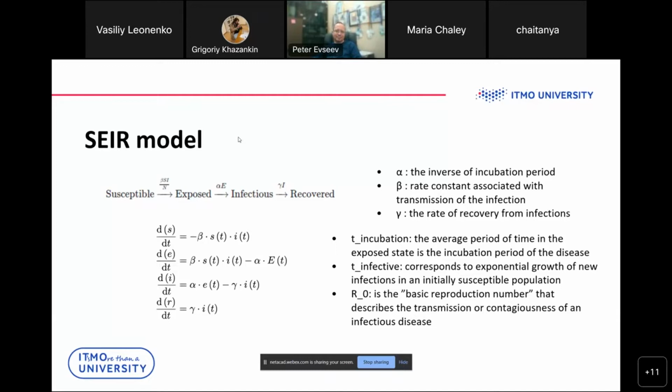In an SEIR model we consider the incubation period, where a person who gets infected doesn't spread the disease immediately. He has some incubation time where he is not infectious, and gamma is the recovery rate from infection, where the person moves from the infected compartment to the recovered compartment.